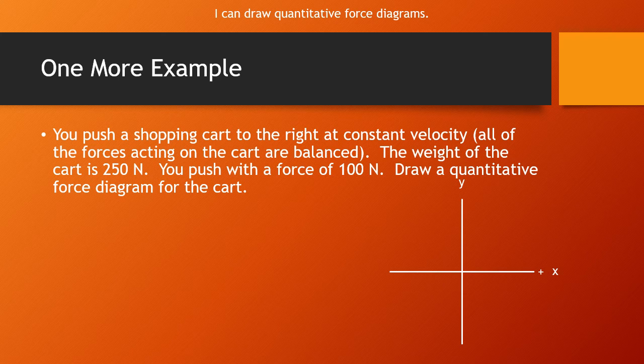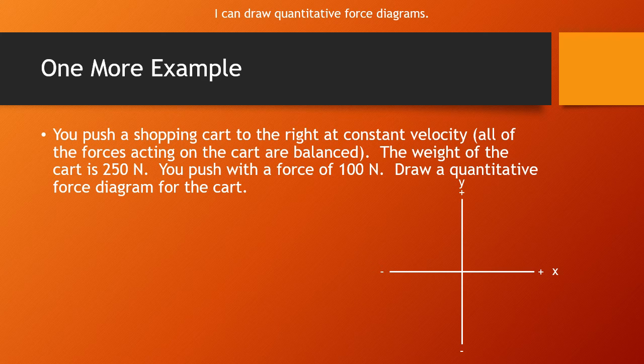I'm going to say right is positive. Again, you would not have to. You could call left positive if you wanted to. But if right is positive, then left has to be negative. And I'm going to say up is positive, and that makes down negative.